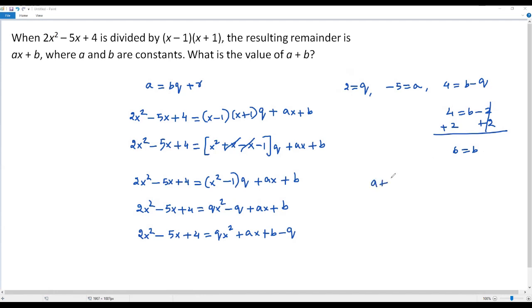Now let's get the value of a + b. That is, a is −5 and b is positive 6. When I combine −5 and positive 6, I'm getting 1. Okay, here I got the value of a + b. Its value is 1.